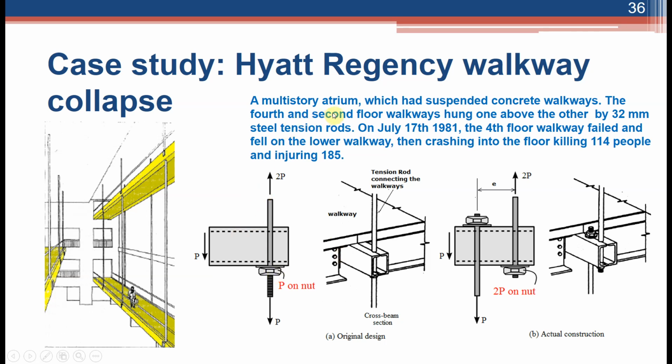So a multi-story atrium which had suspended concrete walkways. The fourth and second floor walkways hung one above the other by 32 mm steel tension rods. On July 17, 1981, the fourth floor walkway failed and fell on a lower walkway, then crashing into the floor, killing 114 people and injuring 185.